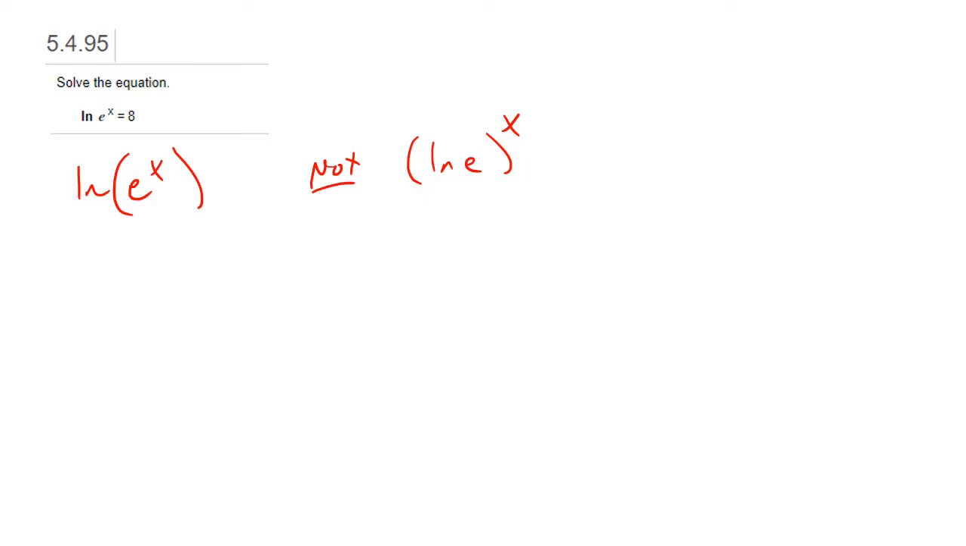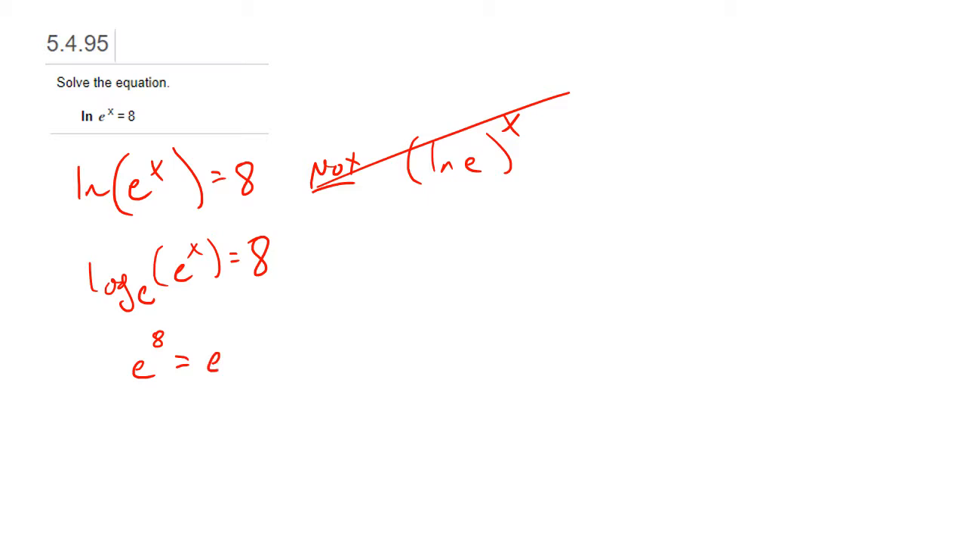a log of e. Okay, so if we have the natural log of e to the x is equal to 8, remember that just means the logarithm base e. If I convert this to an exponential, we get e to the 8th is equal to what we were taking a logarithm of, which was e to the x, and since exponentials are 1 to 1, x must equal 8.